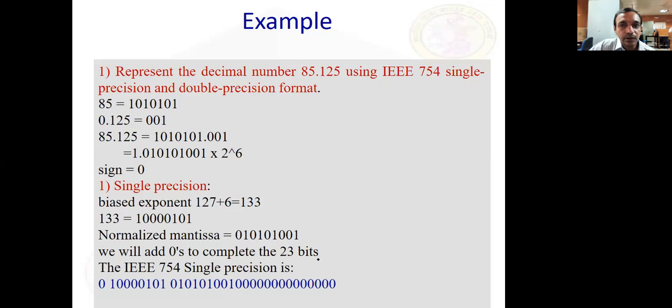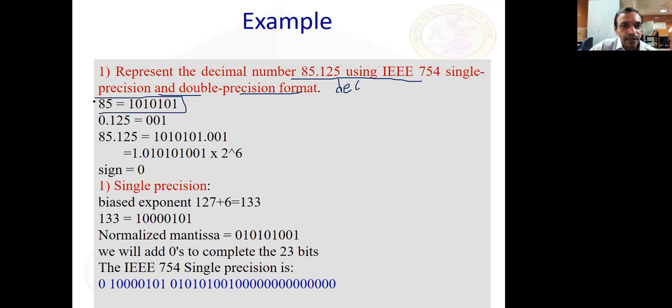Okay. So let us take one example. We'll try to check here and then do this thing. Suppose let us say this is the normal number we write on pen and paper, 85.125. You represent this decimal number using IEEE 754 single precision and double precision format. So what is the first? This is a decimal number. What is your first job?